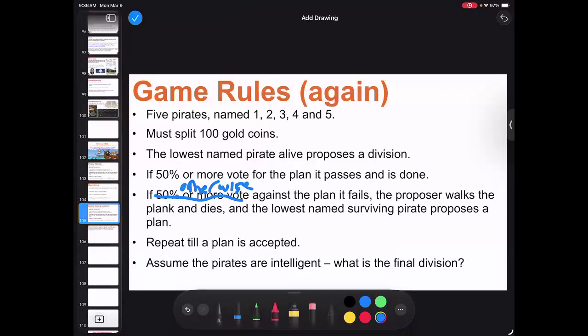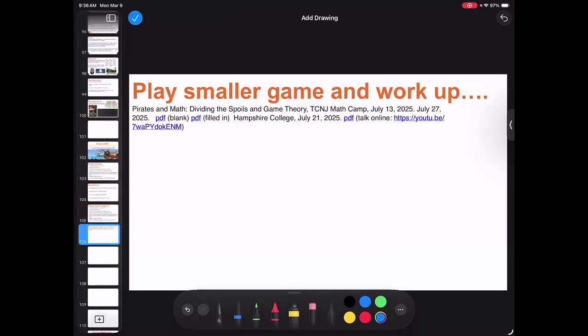Okay, so we're assuming the pirates are intelligent. So we play a smaller game and work up. If we only have one pirate, they get all. Does everybody agree the one pirate game is trivial?